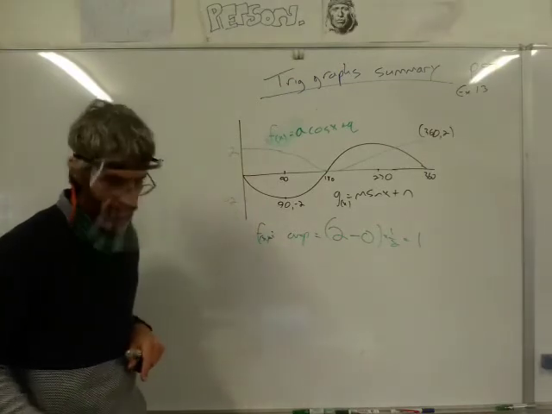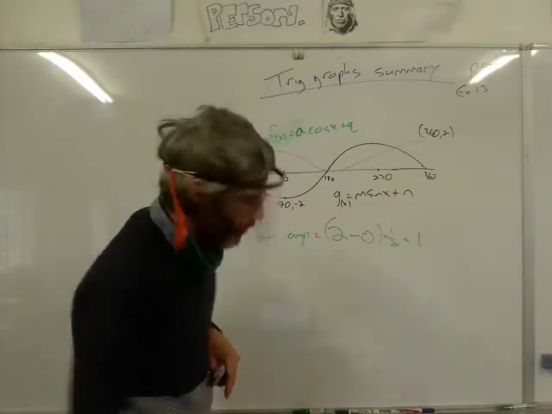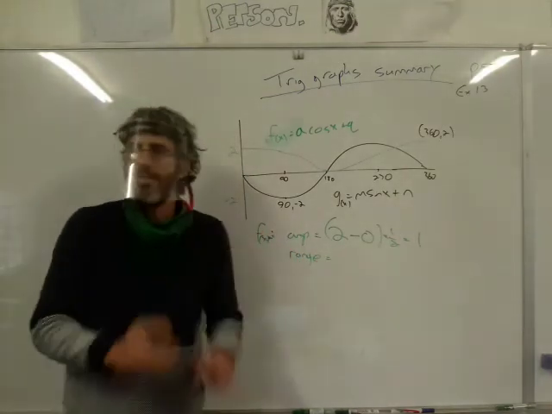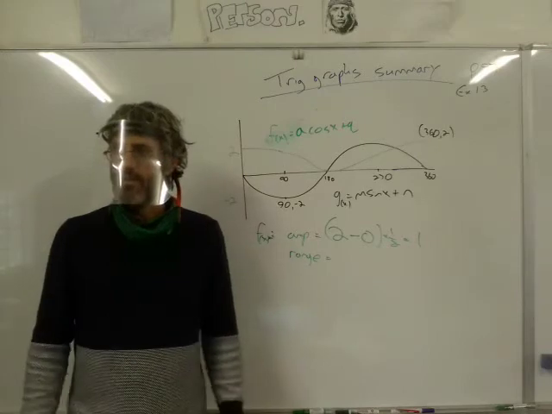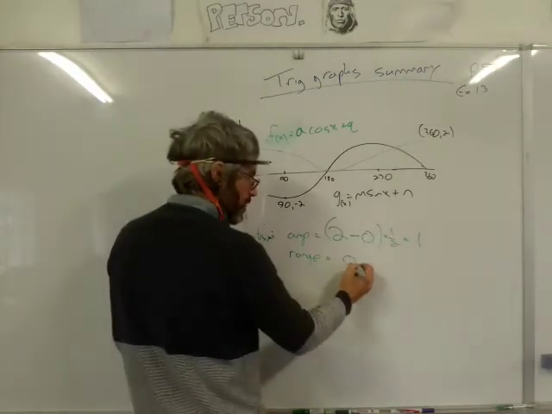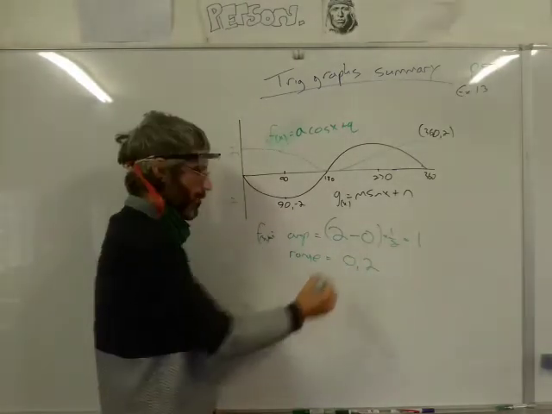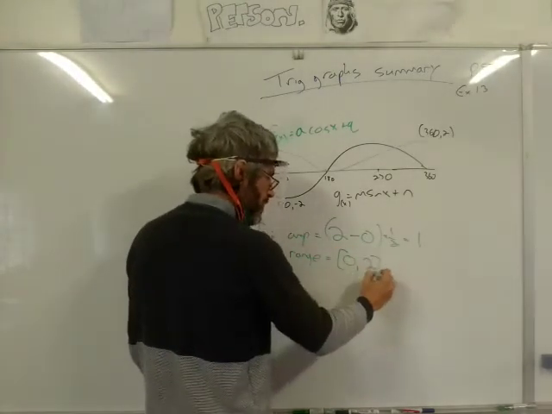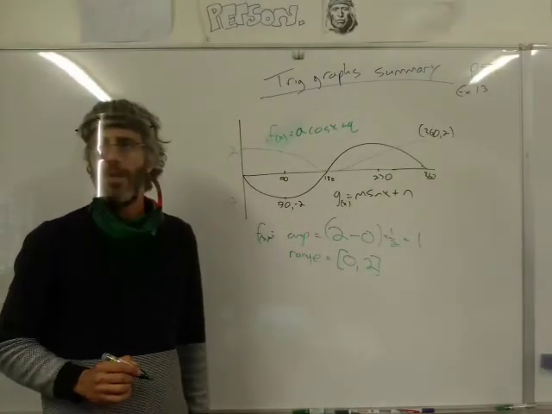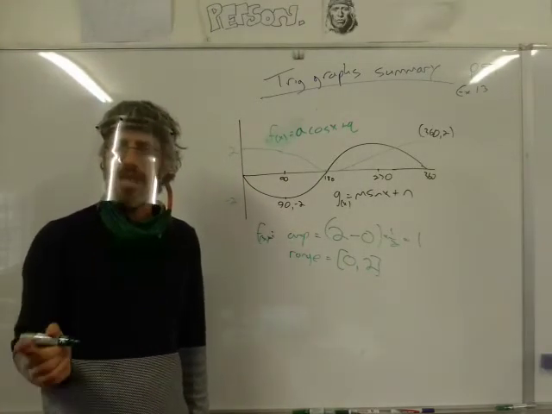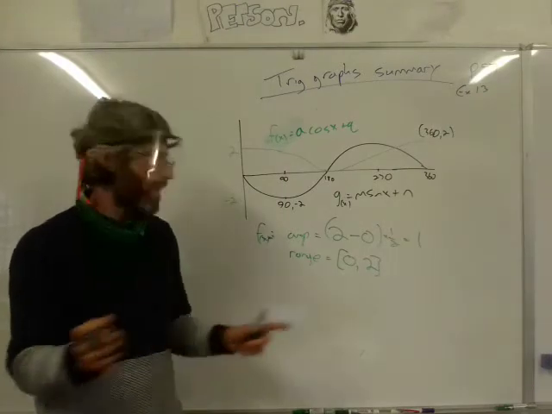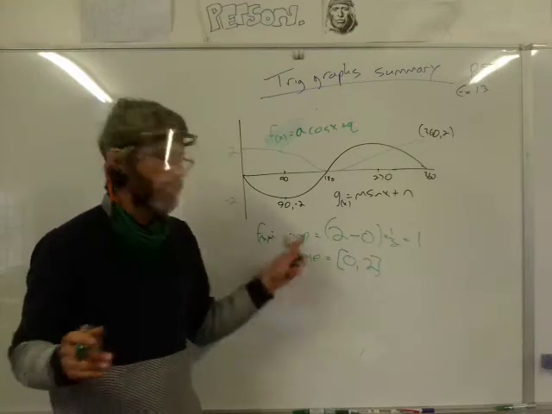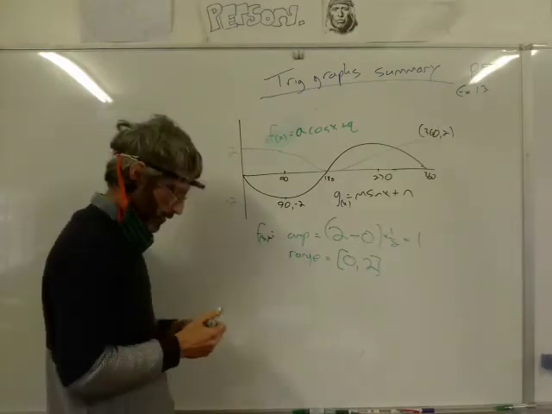So the amplitude is definitely 1, and then the range. What is the range? It's the possible y values. So it's anything between 0 and 2. Do I put square or circle brackets? Square. It includes 0, it includes 2. It's a bit confusing because in stats, when we say range, we would actually mean 2, the maximum minus the minimum, but the range of a function is all the possible y values.